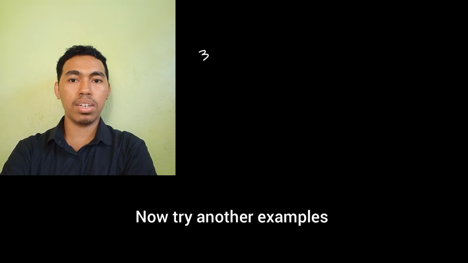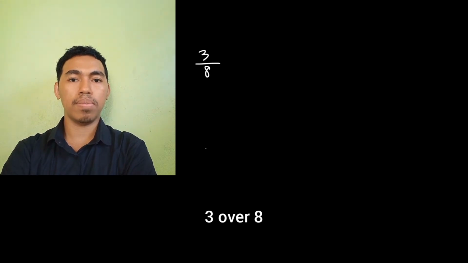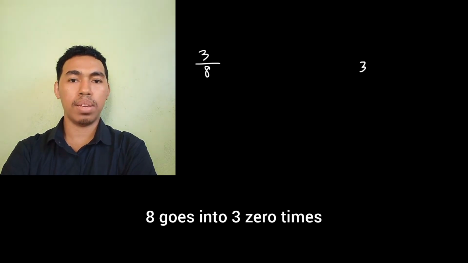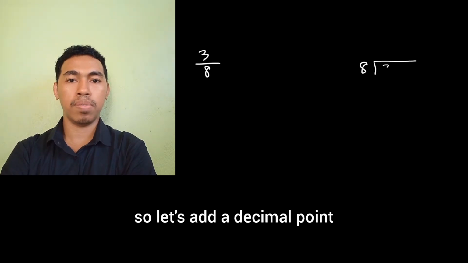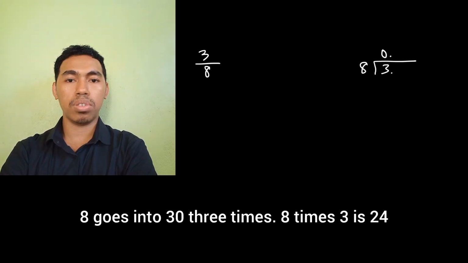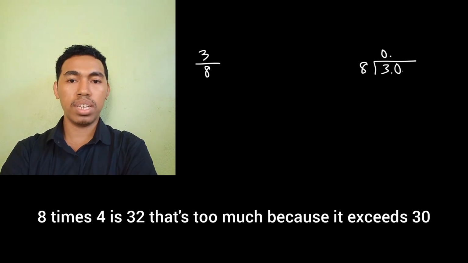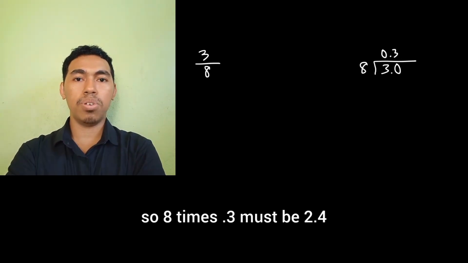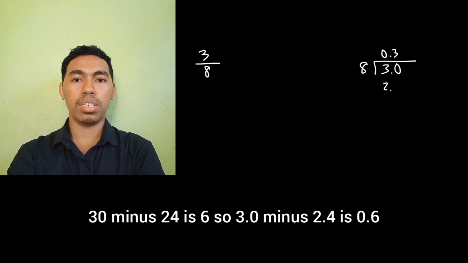Now, try another example. 3 over 8. 8 goes into 3 0 times. So let's add a decimal point. How many times does 8 go into 30? 8 goes into 30 3 times. 8 times 3 is 24. 8 times 4 is 32. That's too much because it exceeds 30. So 8 times 0.3 must be 2.4. 30 minus 24 is 6. So 3.0 minus 2.4 is 0.6.